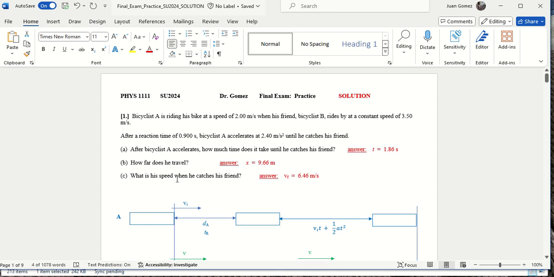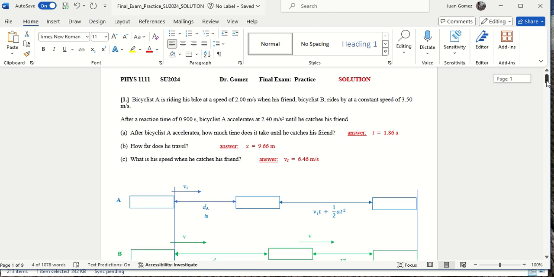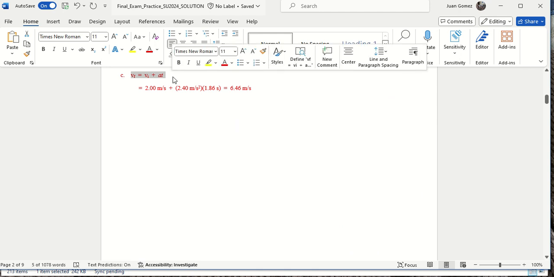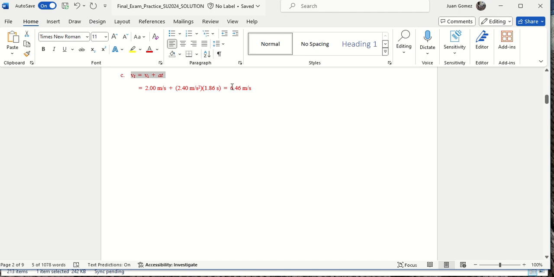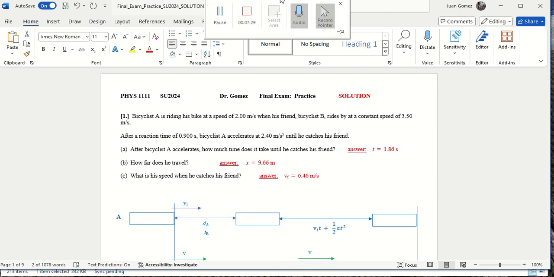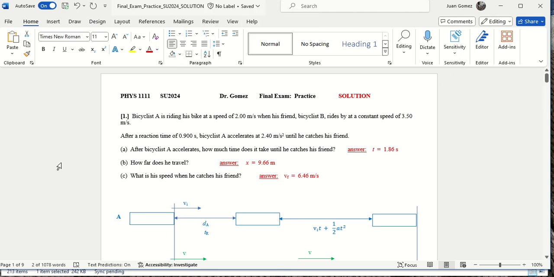What is the speed when he catches his friend? Meaning I want to know what is the final speed of bike A. Well, I want to use the second kinematic equation, Vf equals Vi plus AT, because remember, in this case, bike B is moving at a constant speed, i.e. his speed never changes. So plug in your numbers and you get your value. There are plenty of head start problems in the notes, and you can go through this one. It shouldn't be too bad.